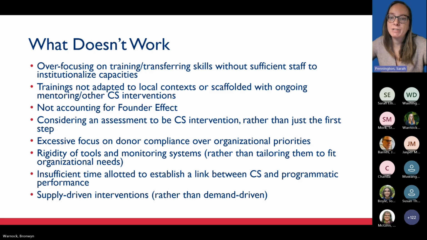The issue of giving enough time for capacity strengthening interventions to move the needle on programmatic performance came up more than once, as did not ensuring that interventions were truly demand-driven. These are things that do not work to sustain strength and capacity or improved organizational performance. The local partners we interviewed all described their capacity strengthening efforts as successful. Can you go to the next slide, please?